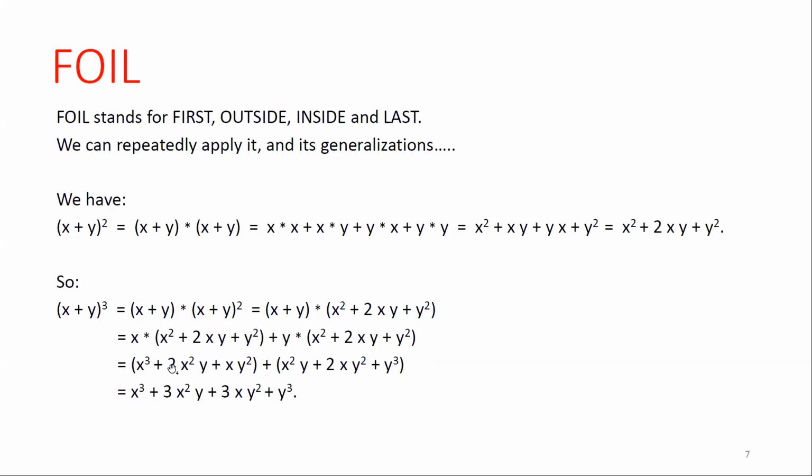So we have an x cubed, we have a 2x squared y, and we have an x squared y over here. So how many x squared y's do we have? There's the 3x squared y. Similarly, we get 3xy squared and y cubed. Could you compute x plus y to the 4th? Yeah, you would just take x plus y cubed and multiply that by x plus y. So if you're looking for a good homework problem, if you're listening, calculate x plus y to the 4th. Calculate x plus y to the 5th.